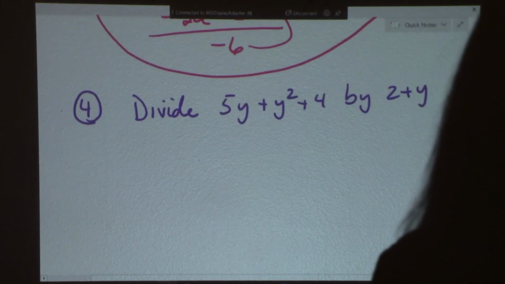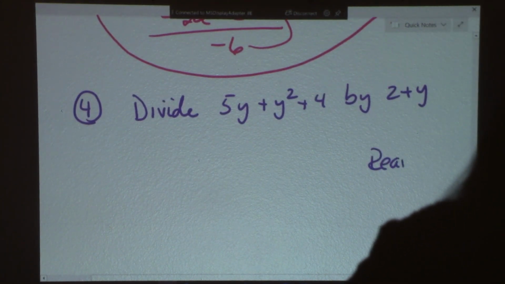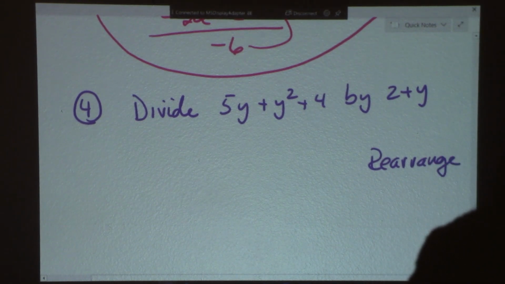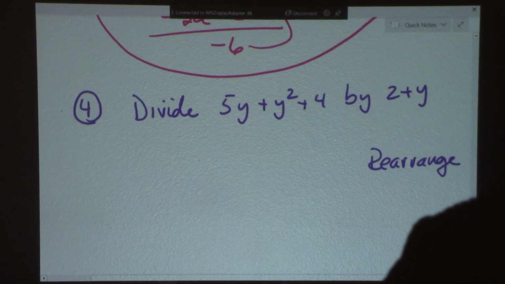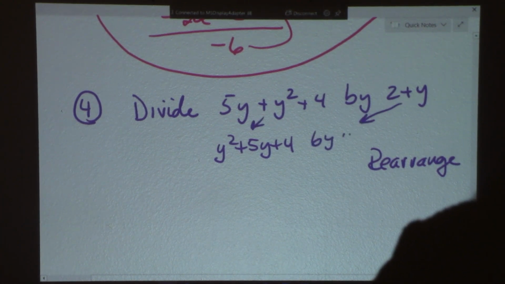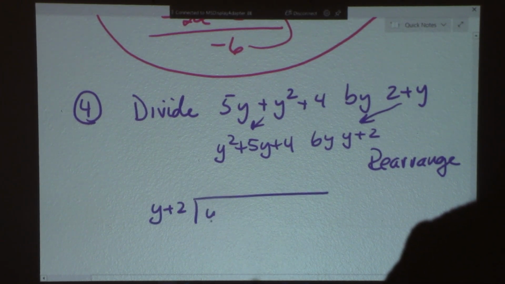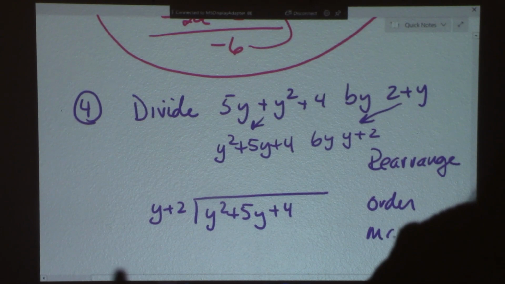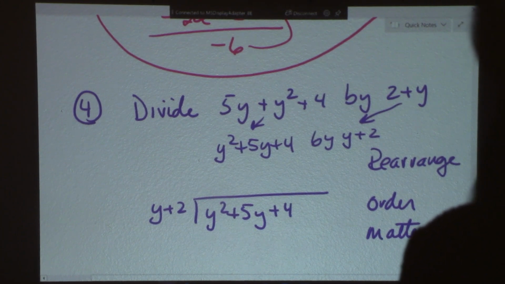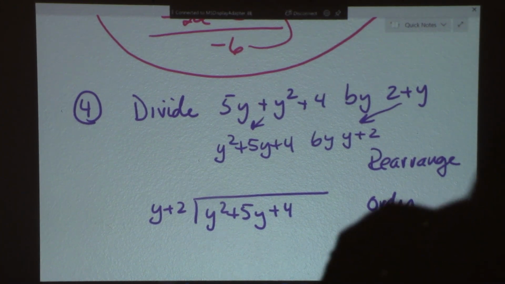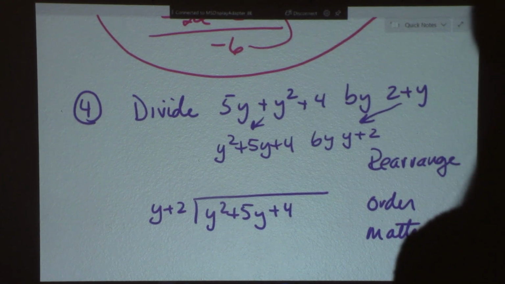Okay, what's wrong with that? Well, I need to rearrange because it's out of order. It's not in standard form. So I'm going to rewrite this as y squared plus 5y plus 4. And I want to have this also rewritten to y plus 2. So now when I divide, I've got everything in the correct order. Order matters. I'm going to let you finish that one, but I don't have time to do it. It was very important for you to see that order matters.